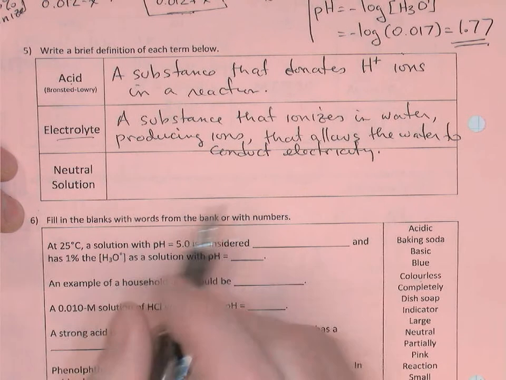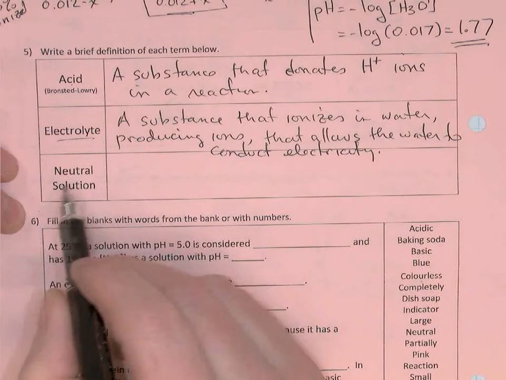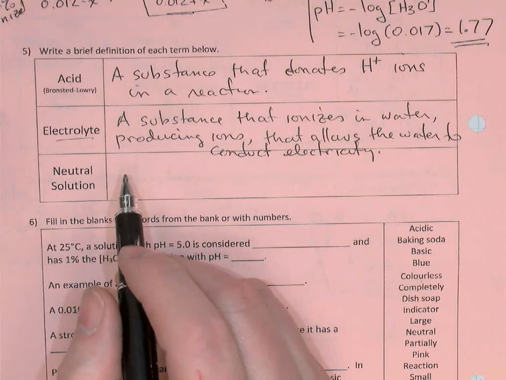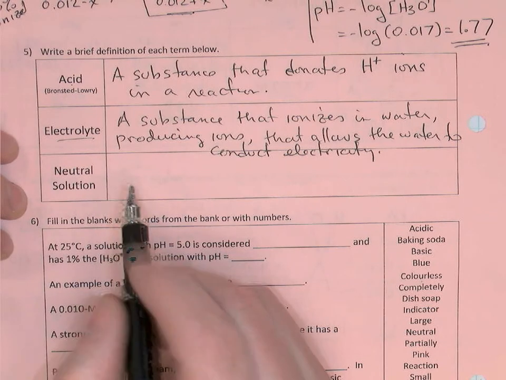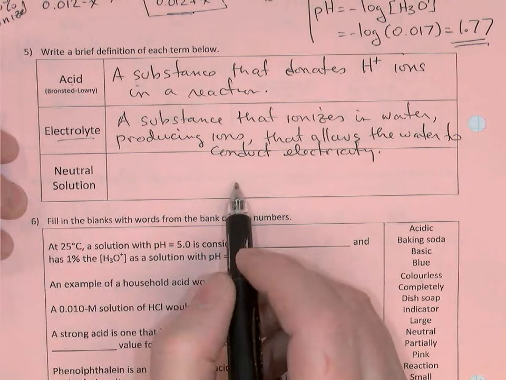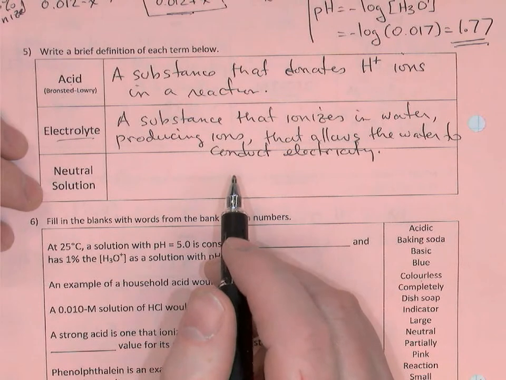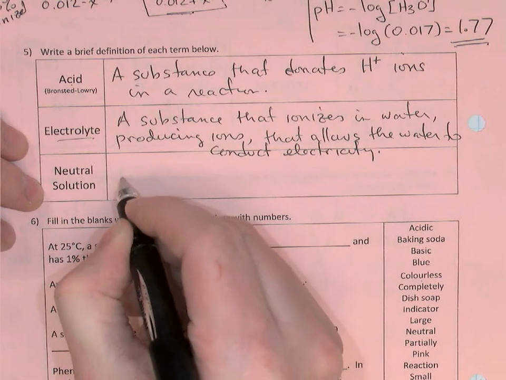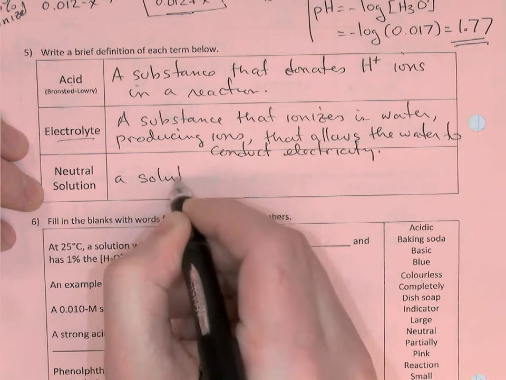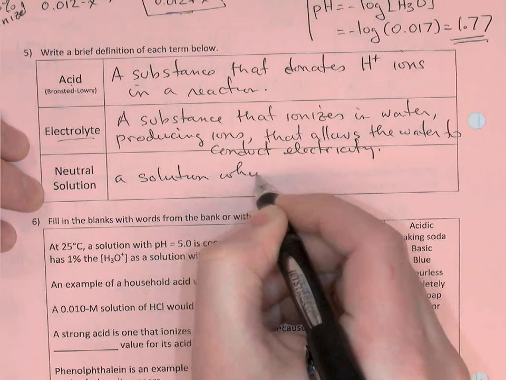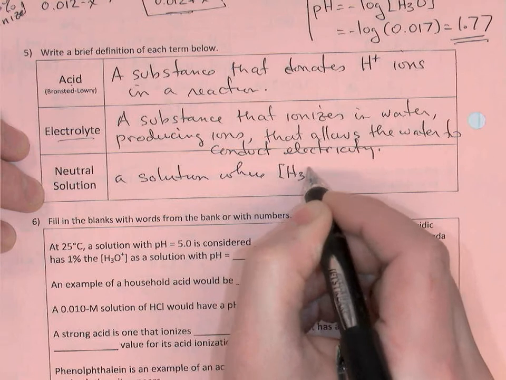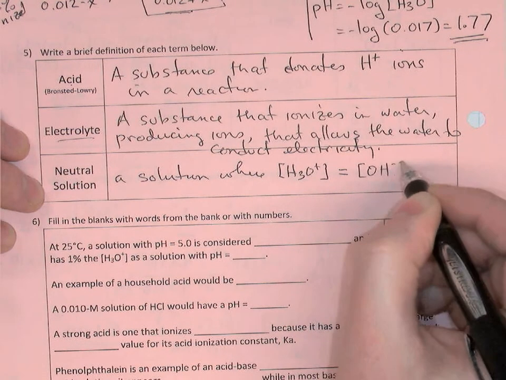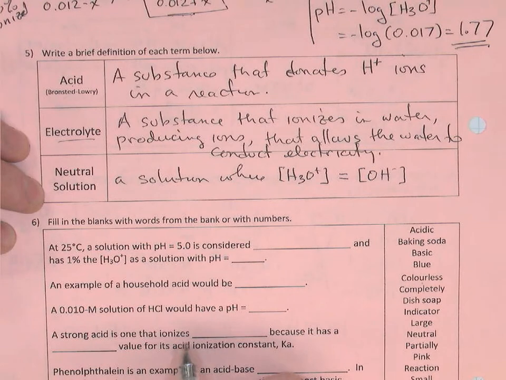A neutral solution. If you're asked to define a neutral solution, try to avoid referring to pH unless you're going to specify a temperature. Some people want to say the pH is 7. That's only true at 25 degrees Celsius. A better definition that's true at any temperature is a solution where the concentration of hydronium ions is equal to the concentration of hydroxide ions, and that's true at any temperature.